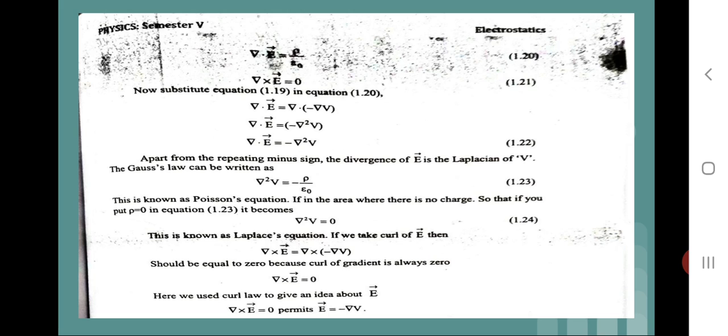Now del square V is equal to minus rho upon epsilon naught, where rho is the charge density. This is known as Poisson's equation. If the charge density is 0, that is, the value of rho is equal to 0, then this equation becomes del square V is equal to 0, which is known as Laplace equation.